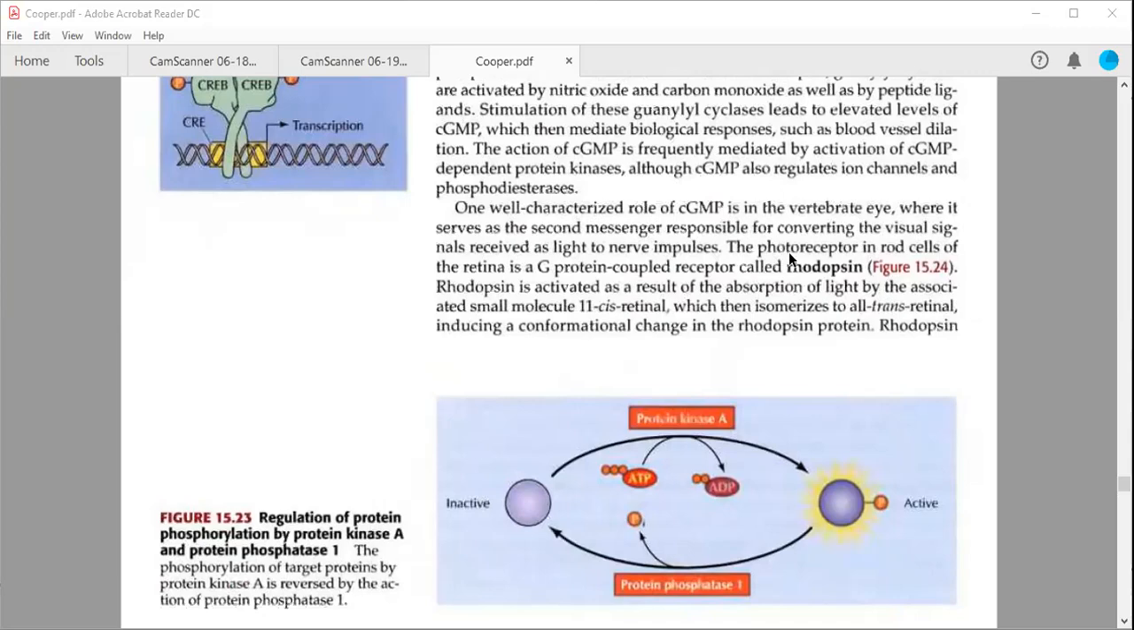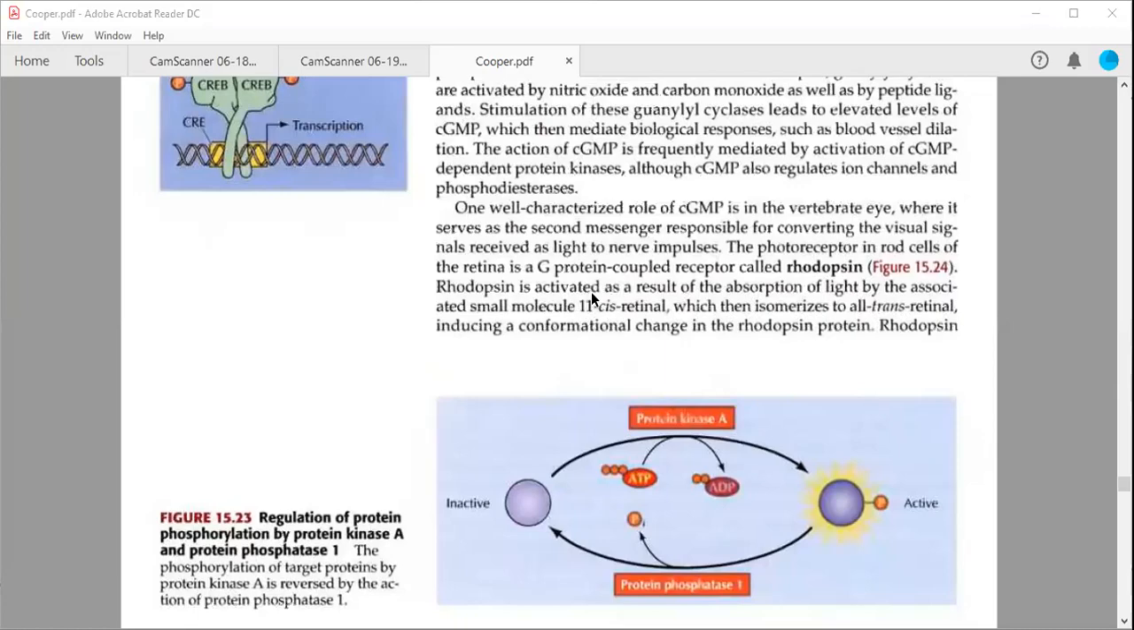The photoreceptors on the rod cells in the retina are actually GPCRs, and these GPCR proteins are called rhodopsin proteins. Rhodopsin is activated as a result of absorption of light by an associated small molecule called 11-cis retinal. This molecule is covalently attached to the opsin protein in the rhodopsin molecule, which then isomerizes to the all-trans retinal form.